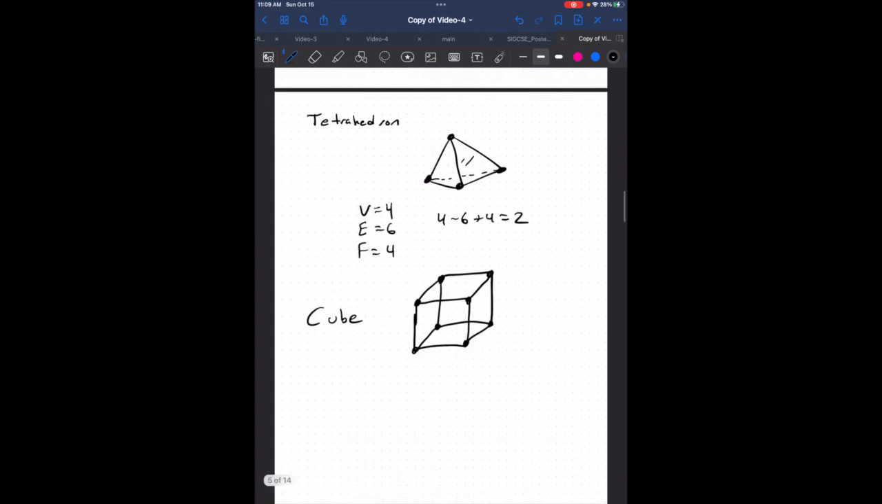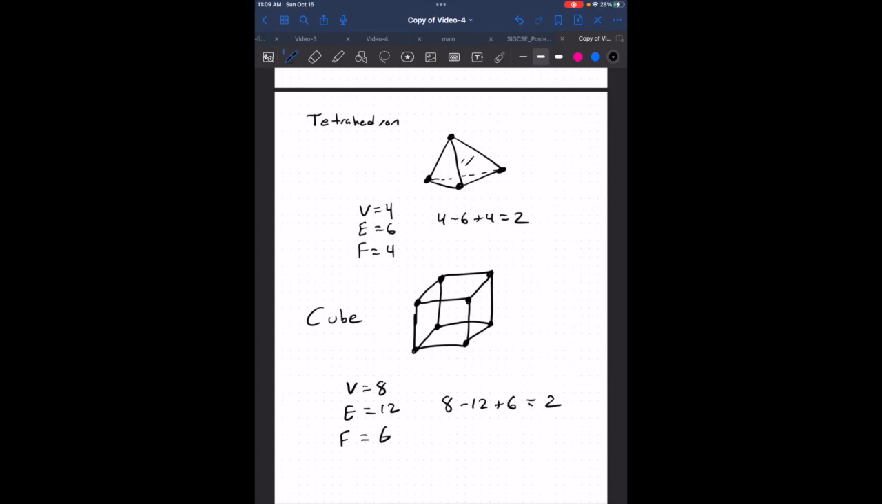And now we could consider the cube just for another example. So I have 8 vertices. How many edges? Maybe you could count in some clever way. Looks like 12 edges. And how many faces? I believe we have 6 faces if you think about a die. So we'll get 8 minus 12 plus 6 is also equal to 2.